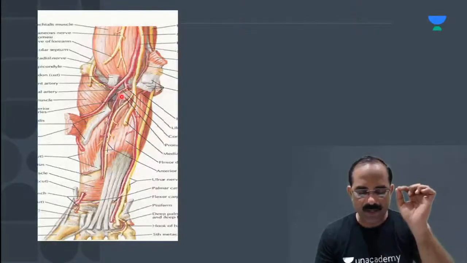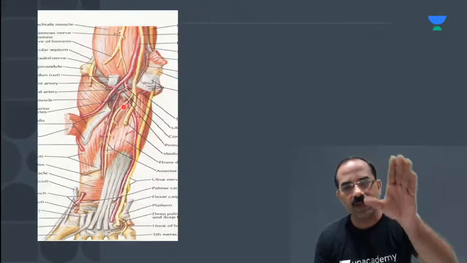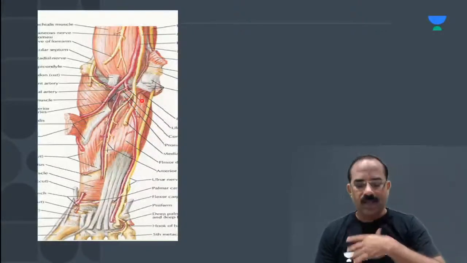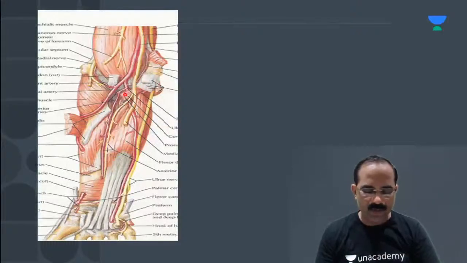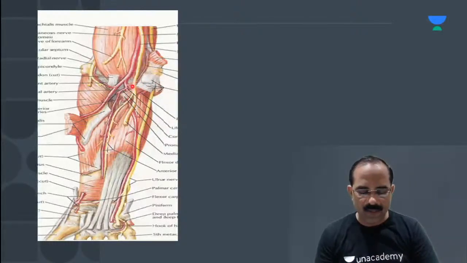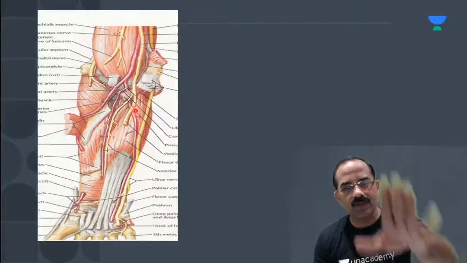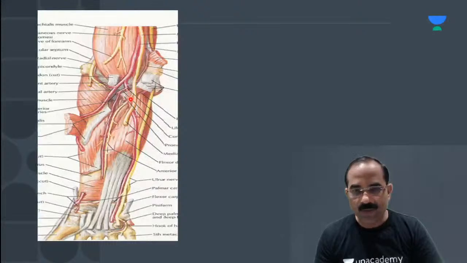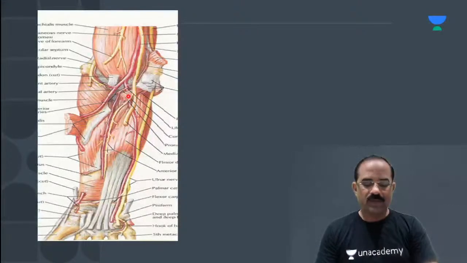So what is this head of Pronator Teres? That's the deep head of Pronator Teres, right? That's the superficial head which we have cut, and this is the deep head of Pronator Teres. And what passes between these two heads is the median nerve. That's a median nerve.